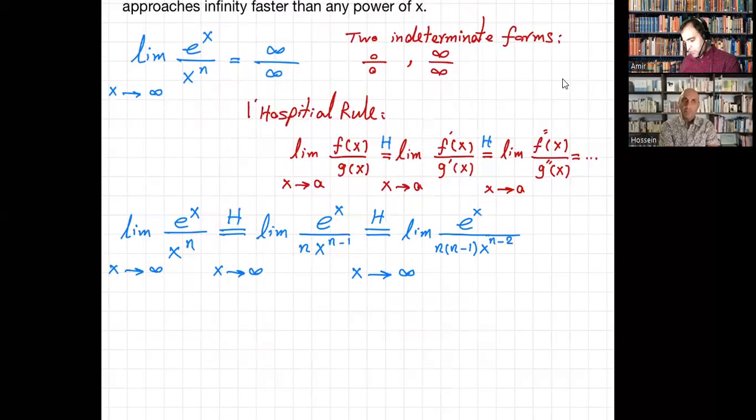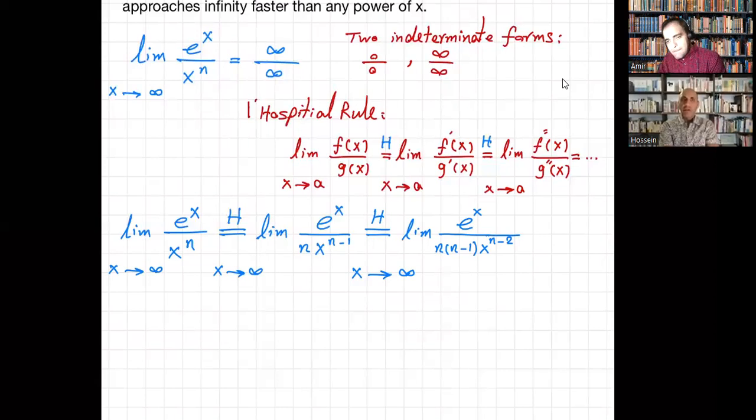And again, in the numerator we have infinity, and in the denominator we have infinity as well. But it seems that when we take a derivative, the order is reduced by one. So as long as we have x in the denominator, we have that infinity. So it is better to get rid of x by taking derivatives as much as we can.